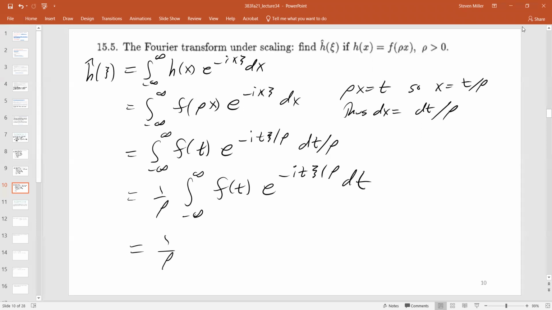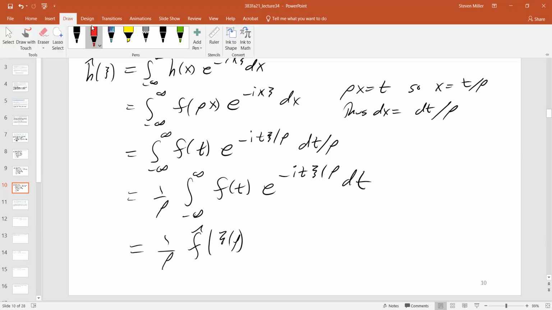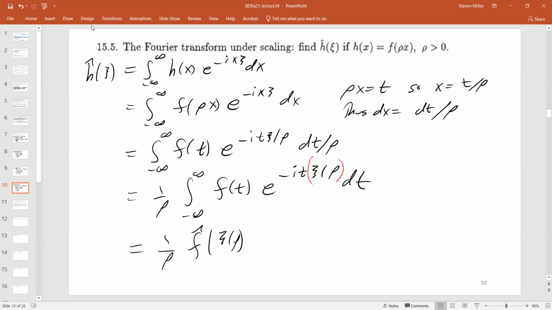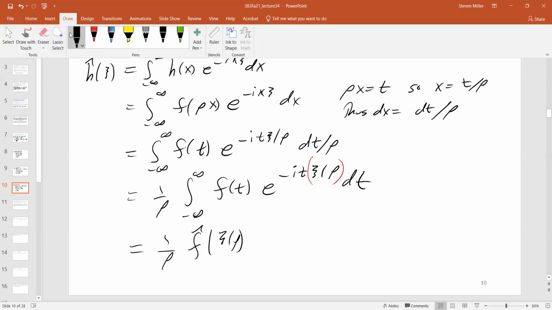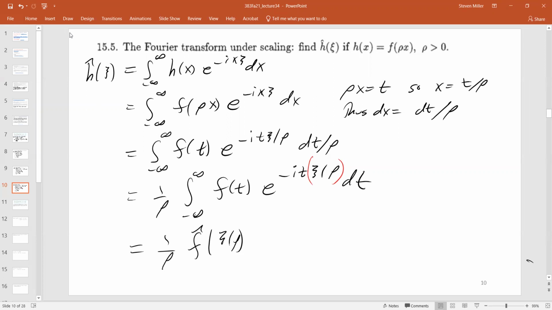Yeah, so what will it equal? Yeah, it's f hat at c over rho. If you want, just put in your mind parentheses over there. We are just doing the Fourier transform evaluated at c over rho. So the Fourier transform of a function, if I rescale it by a translation or by dilation, the resulting Fourier transform behaves very nicely.